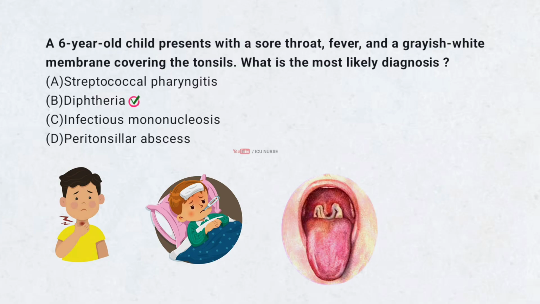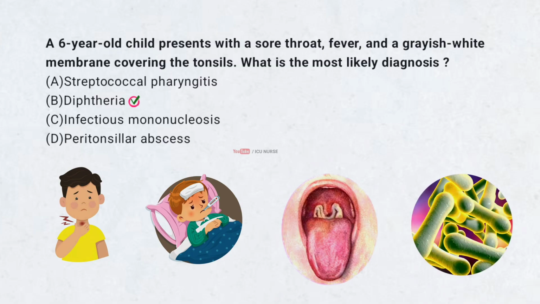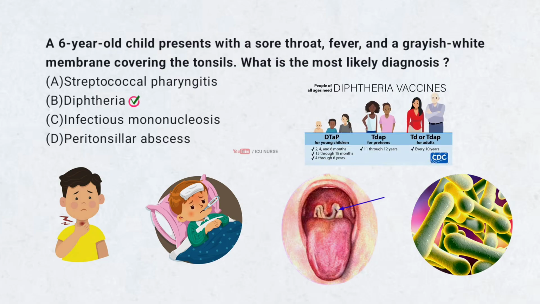Diphtheria. Diphtheria is caused by Corynebacterium diphtheriae. It is characterized by a grayish-white membrane in the throat. It is rare in vaccinated populations but can cause severe respiratory obstruction and systemic toxicity.